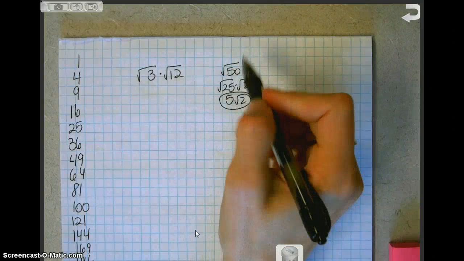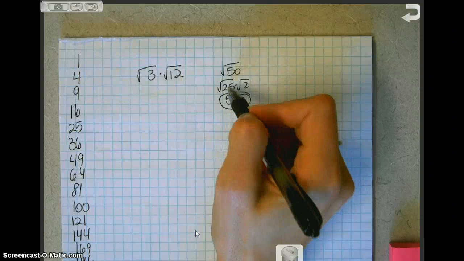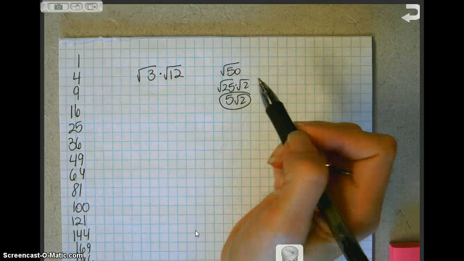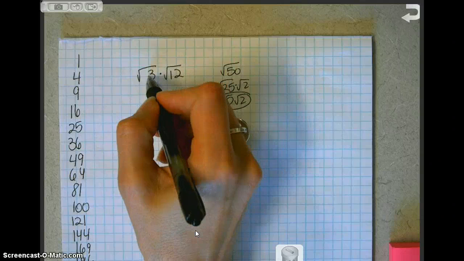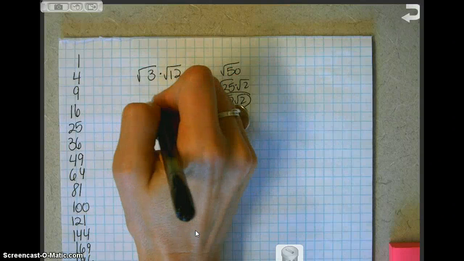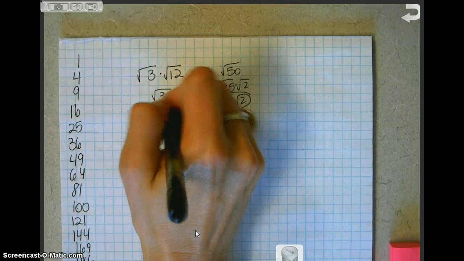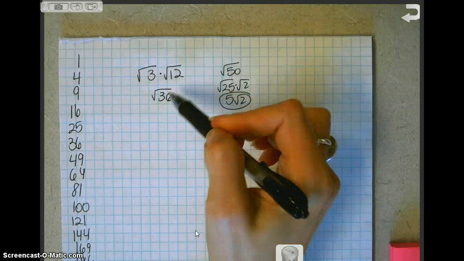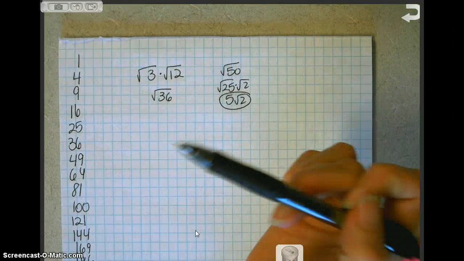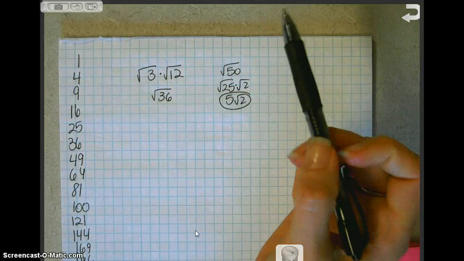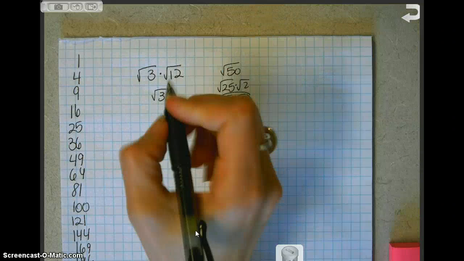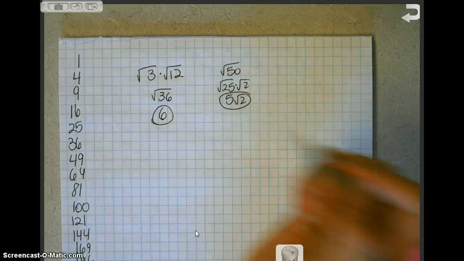So just like you can break this down into the product of the square root of 25 times the square root of 2, if you see the square root of 3 times the square root of 12, you can break that down into the square root of 36. And then you look at this and say, do I know that? Can I break it up? Or is that just how we should leave our answer? The square root of 36 is 6, so that would be our final answer.